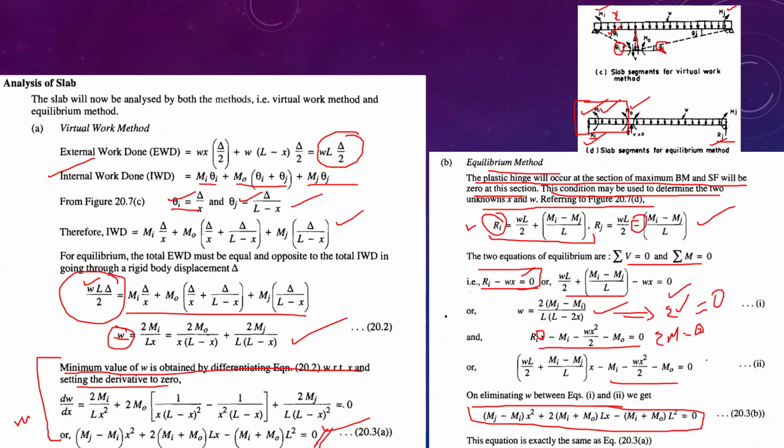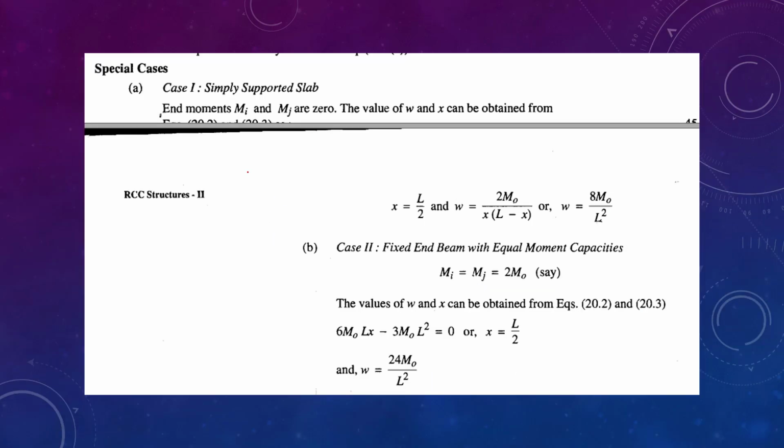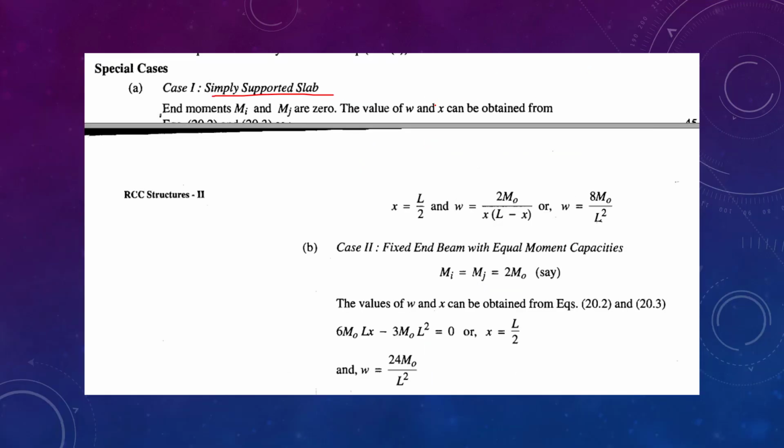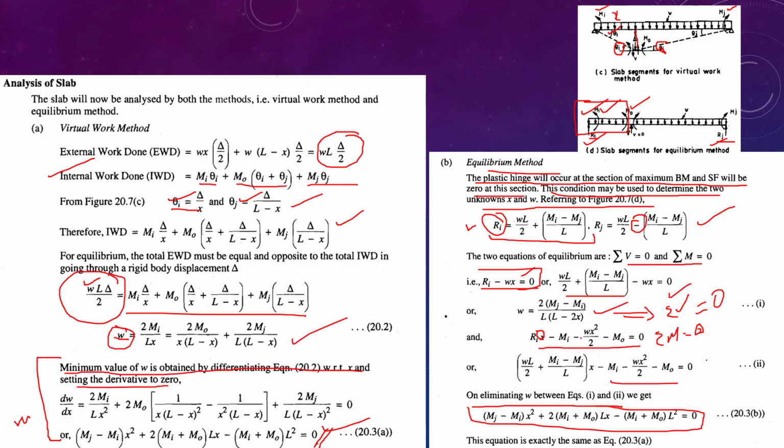So this is the general equation, and the solution for W and X depends on the slab conditions, as I told, like the behavior of the slab, support conditions, all such things. So in the case of a simply supported slab, simply supported means you know that both the hogging moments will be zero. So Mi and Mj will be zero, and the values of W and X can be obtained from the previous equations.